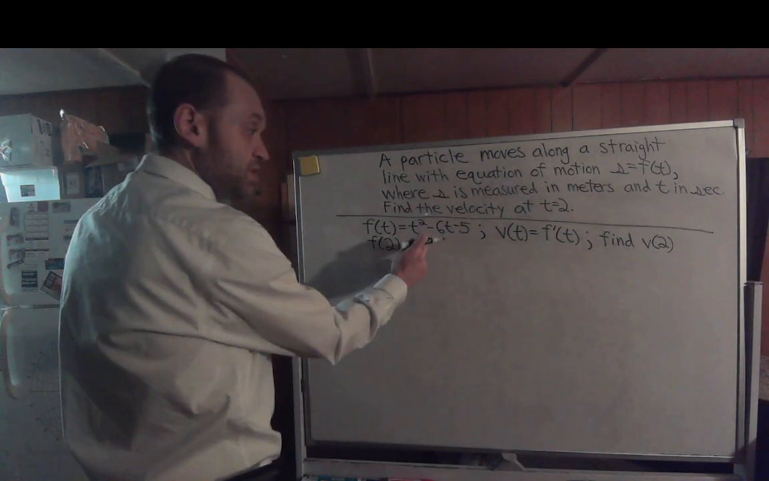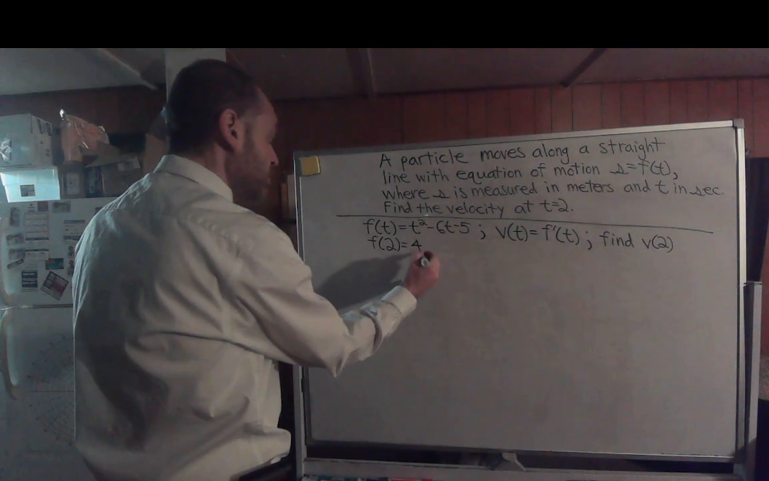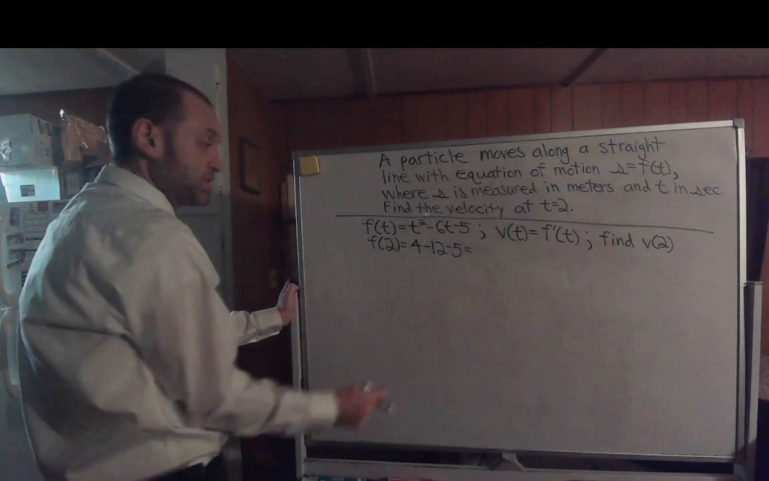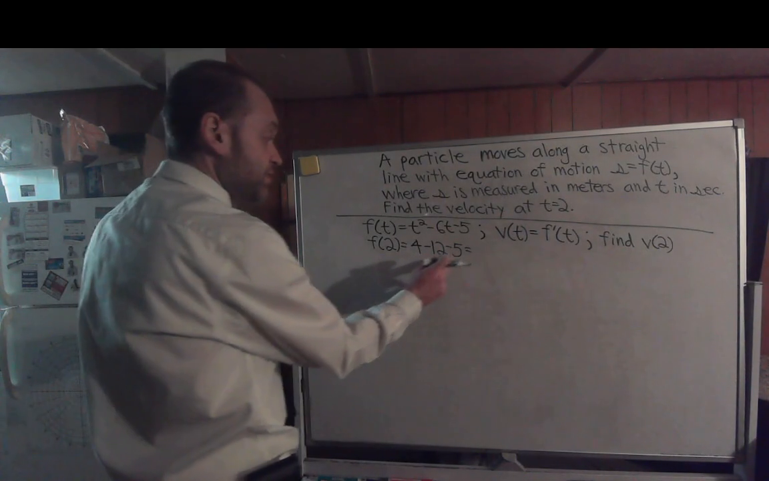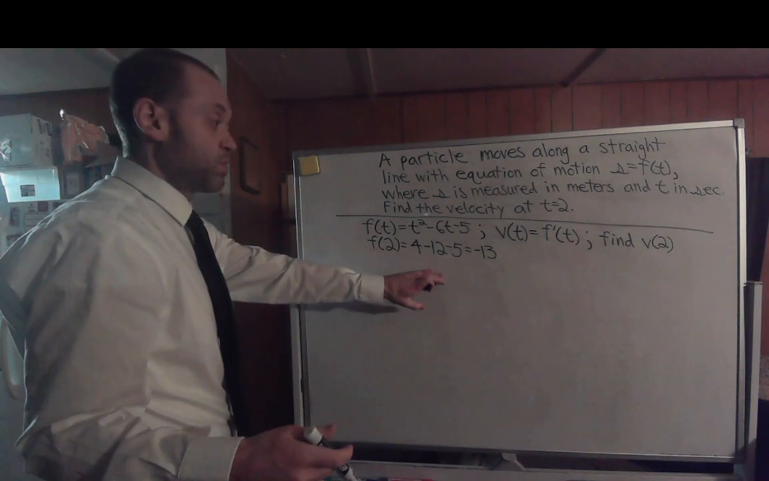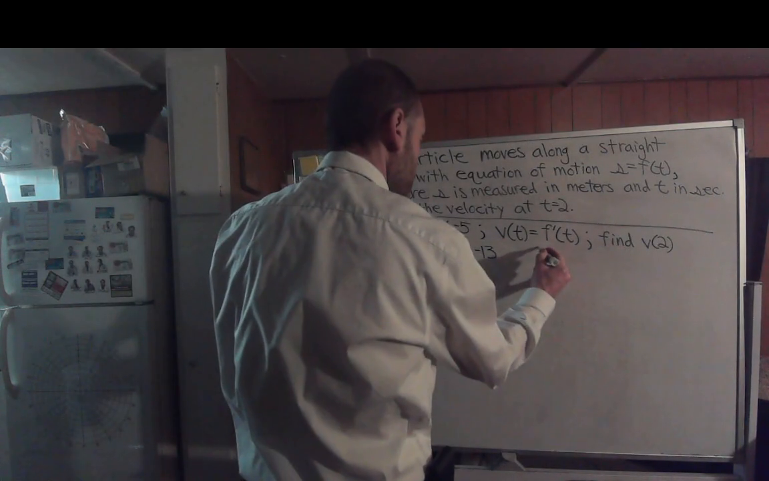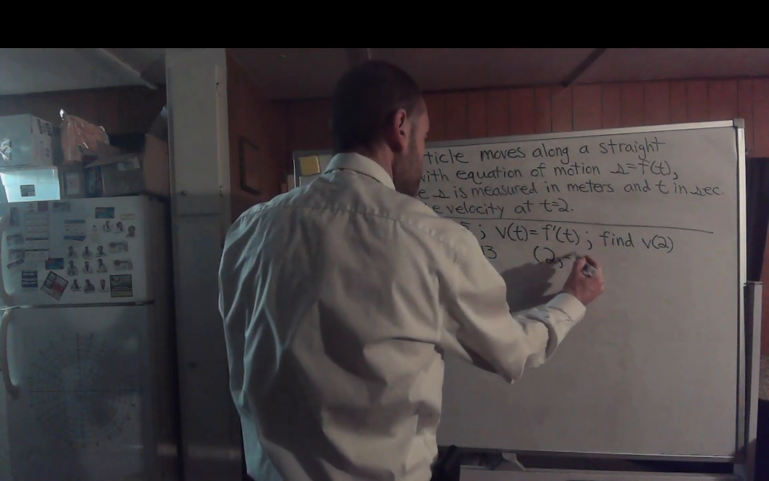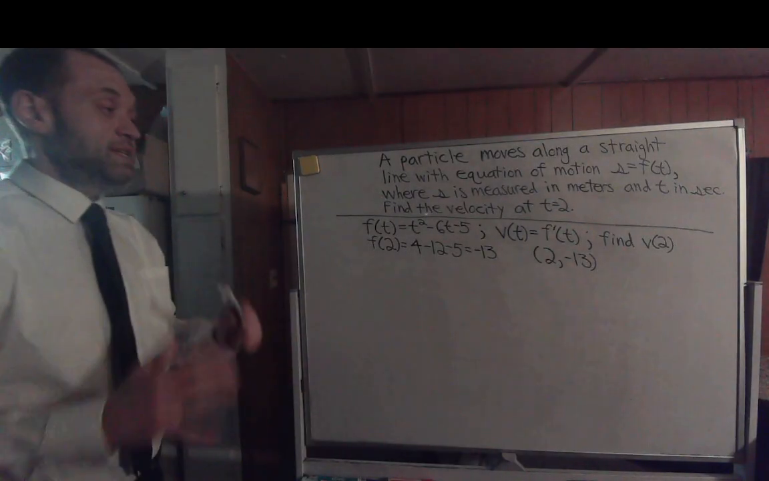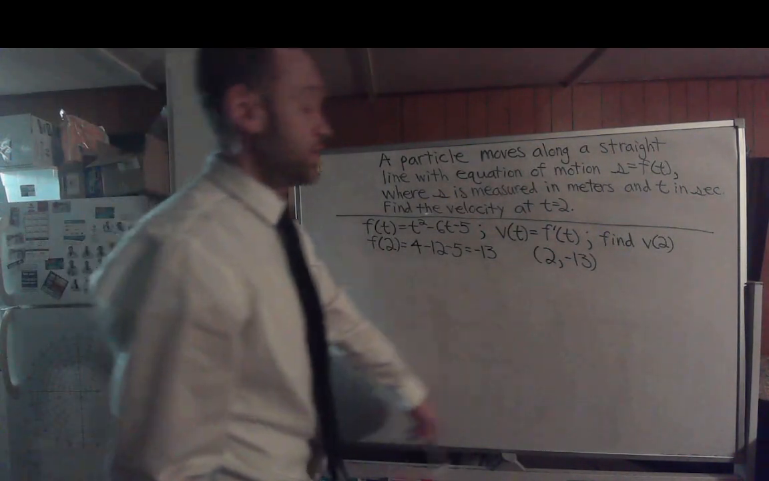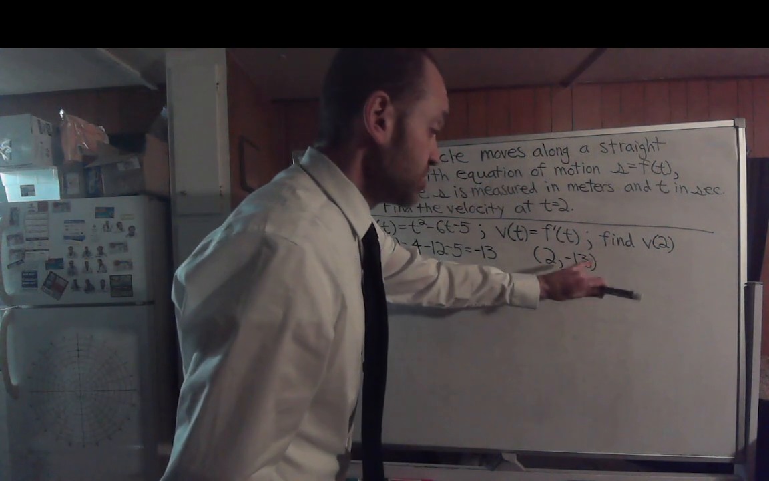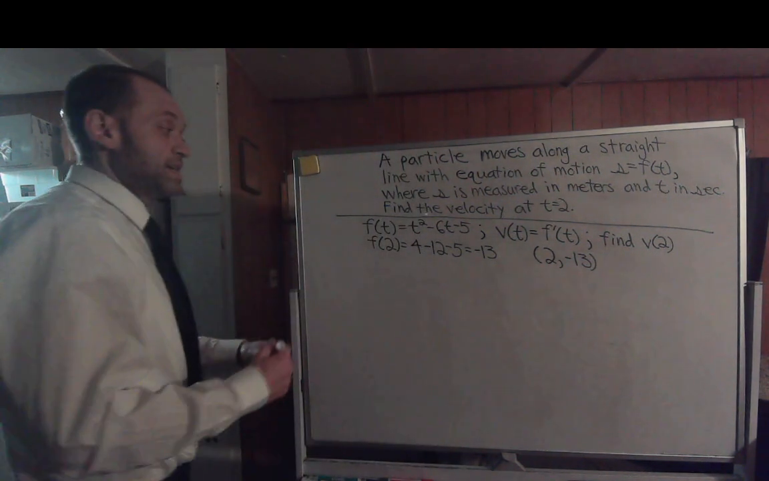If we put 2 into the original function, 2 squared is 4, minus 6 times 2, so that's minus 12, minus 5. At 2 seconds, 4 minus 12 is negative 8, minus 5 is negative 13. So at 2 seconds, we're at negative 13 meters. In other words, this would be at the point 2, negative 13. Now, since we know the position itself, what we need to do is find the velocity at time equals 2.